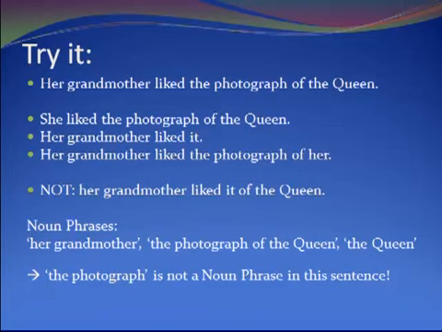And you can also say her grandmother liked the photograph of her. Now that replaces the Queen. So the 3 noun phrases are her grandmother, the photograph of the Queen, and the Queen. Now, the photograph, which is a determiner and a noun, at first sight looks like another noun phrase. But if you try the test, it doesn't work. You can't say her grandmother liked it of the Queen. And that's correct, because in this sentence, the photograph is not a noun phrase.